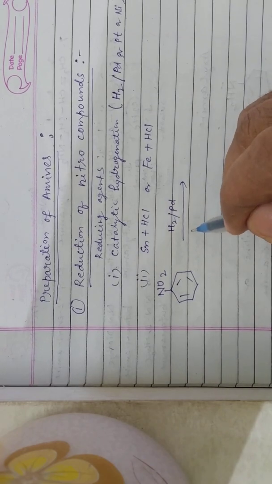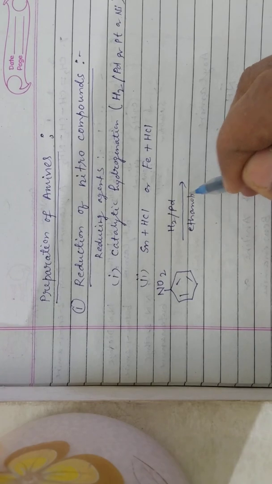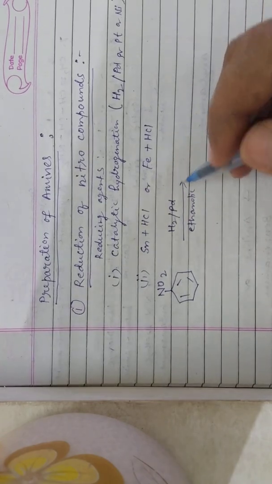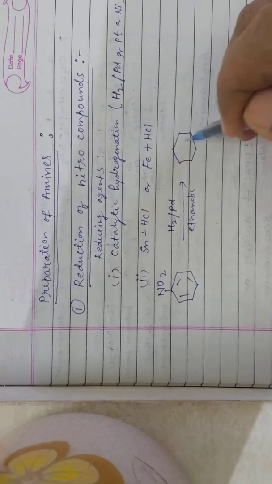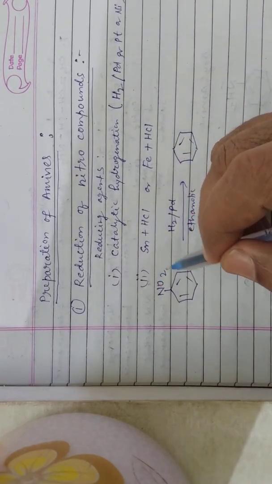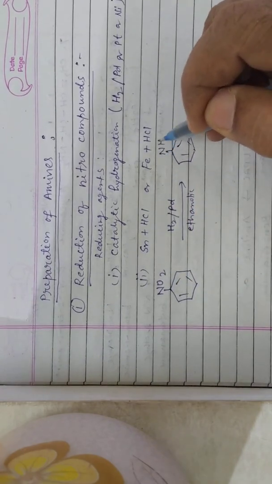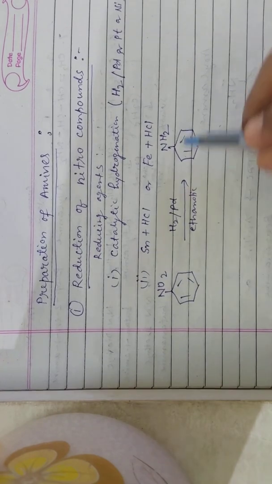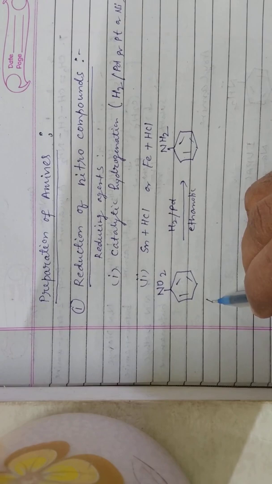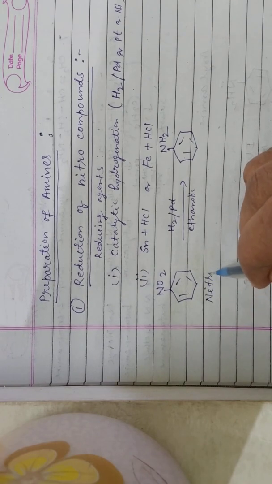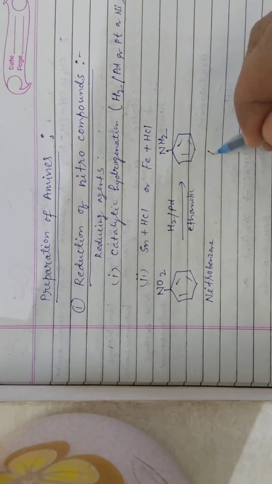in ethanolic medium. This NO2, in place of NO2 you have to write NH2. So nitro is converted into amine, and this is a primary amine. This is nitrobenzene, and it is converted into aniline.